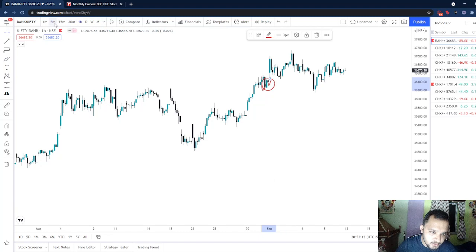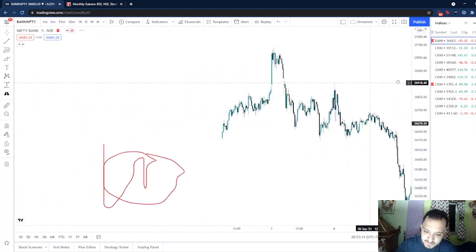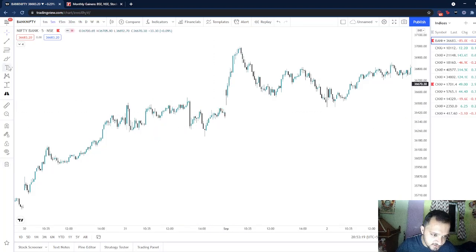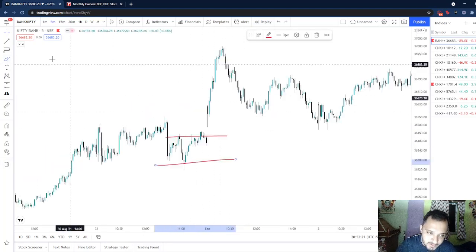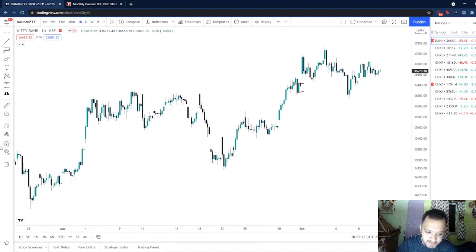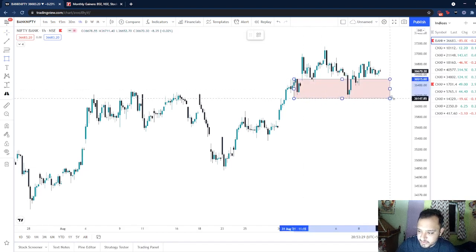If I show you on the lower charts, there is definitely some kind of volatility contraction here. This is the contraction right here. This entire block will act as your demand zone, entire block or base, whatever you want to call it. So this will act as your demand zone, and I'll just mark it entirely here.